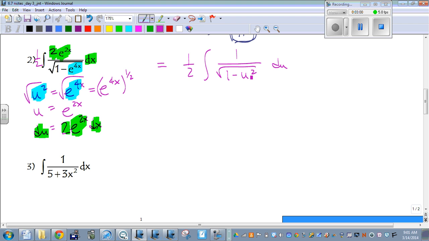So we've successfully made that integral look like the derivative of inverse sine. So the antiderivative is going to be inverse sine. So we have inverse sine of u, right? Make sure you're putting in u, not the u squared part. So inverse sine of e to the 2x plus c.